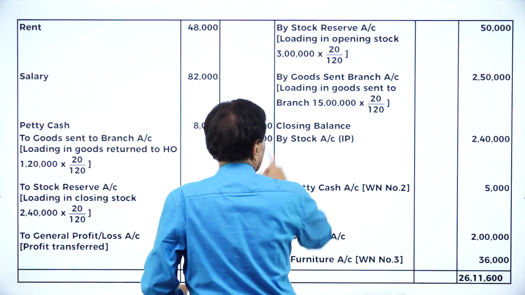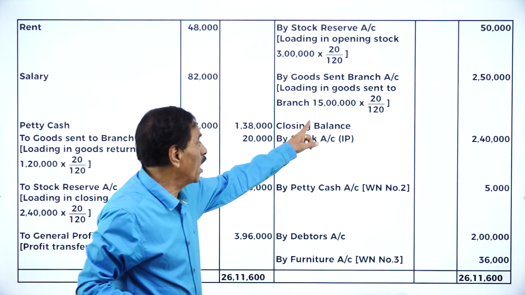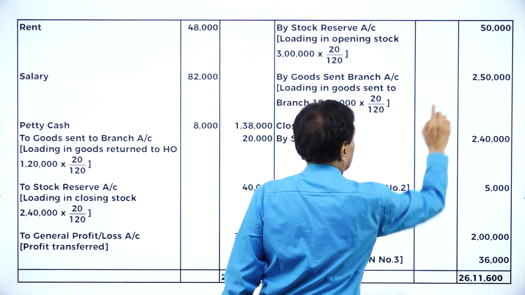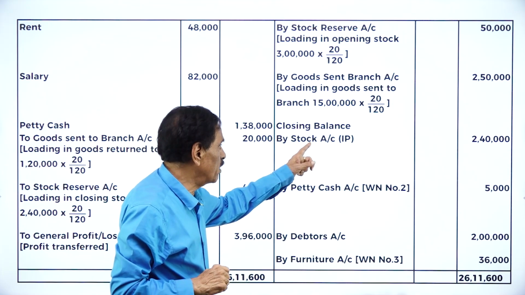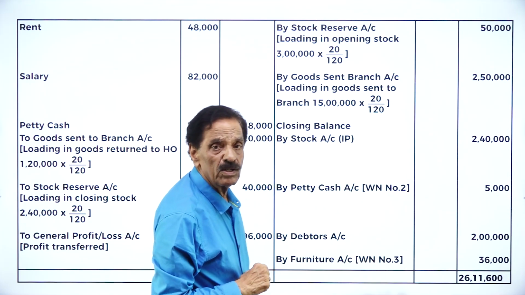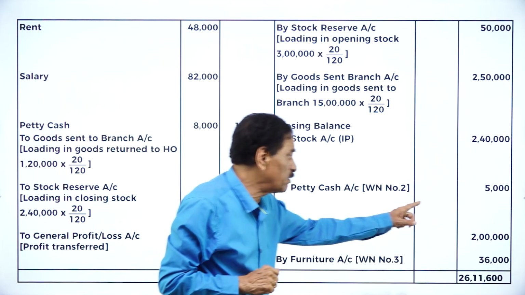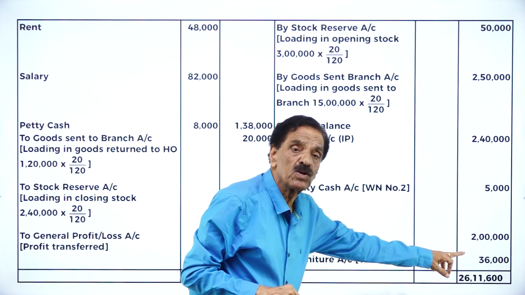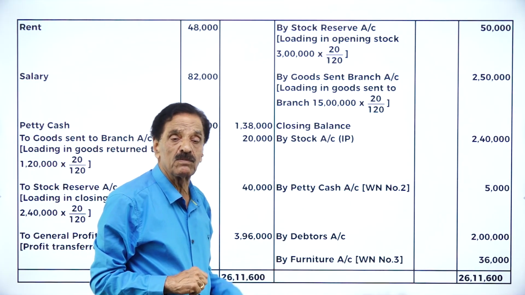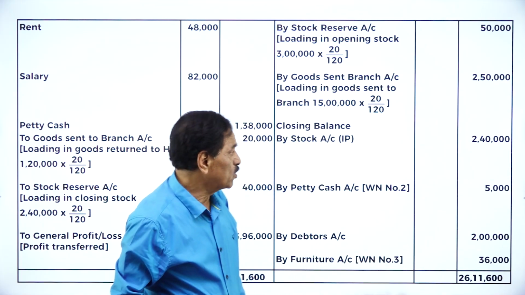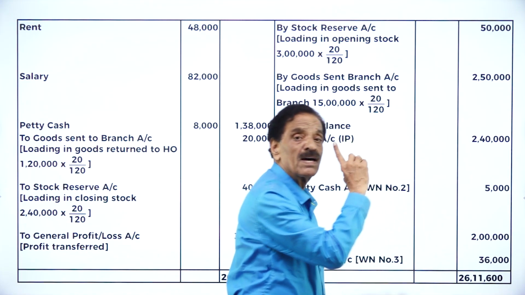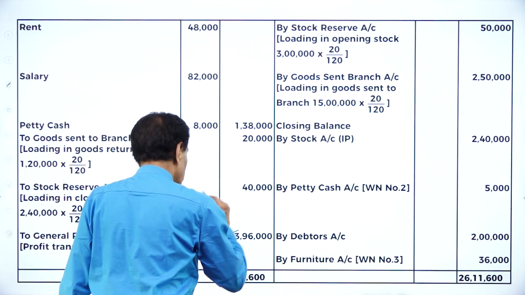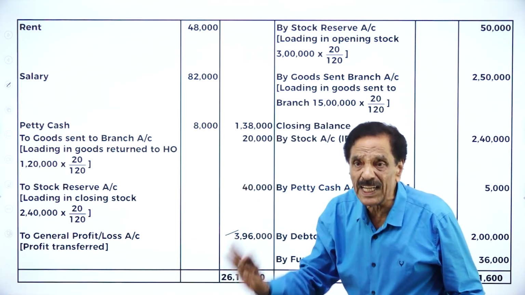Here, same thing. Goods sent to branch: 15 lakh, which includes the invoice price, 20 by 120 comes to 2,50,000. By closing balances: stock at invoice 2,40,000, petty cash as per the working note 5,000, debtor as given, closing debtor 2 lakh. Then furniture as per the working note is 36,000. The total on the credit side is 26,11,600. The difference works out to 3,96,000. That is the profit of that particular branch.